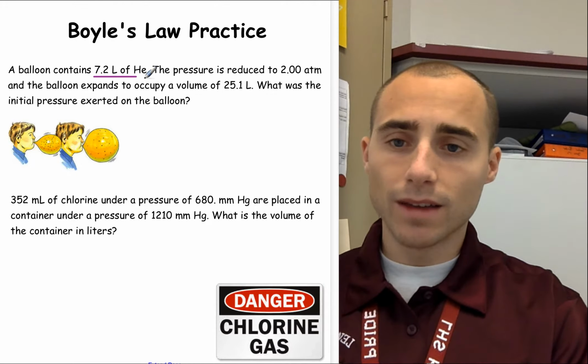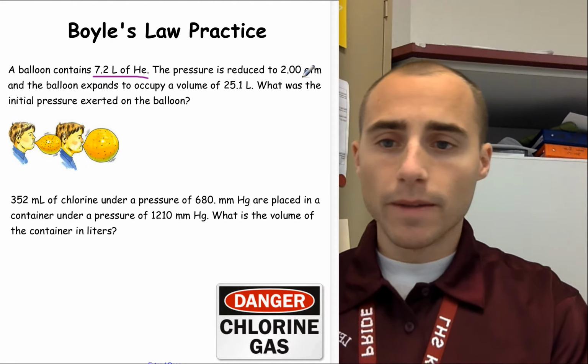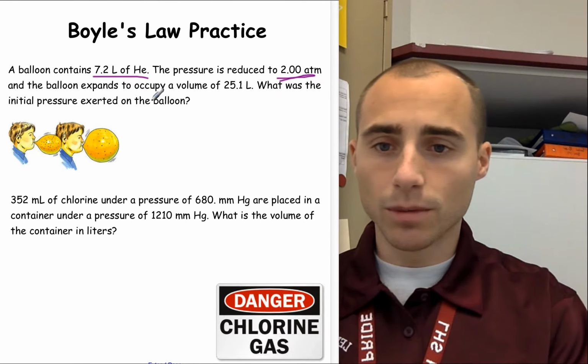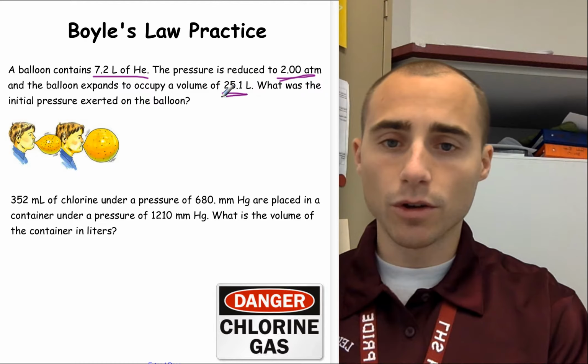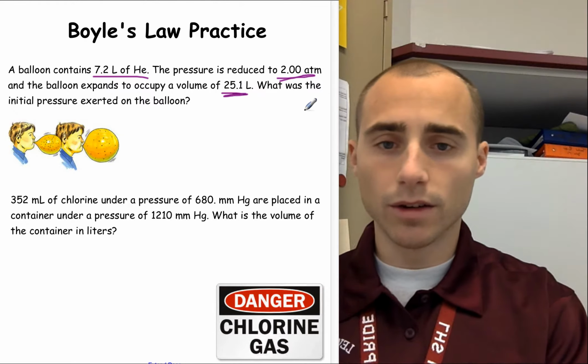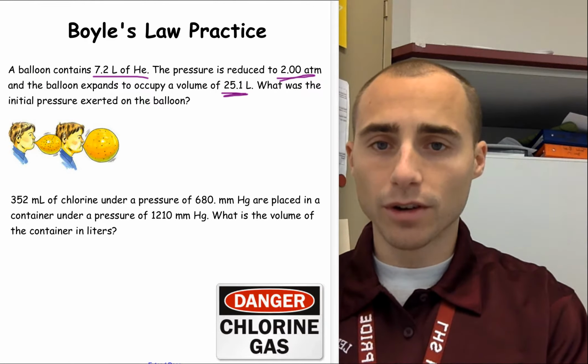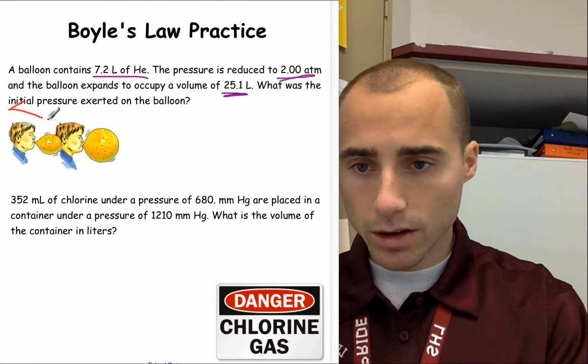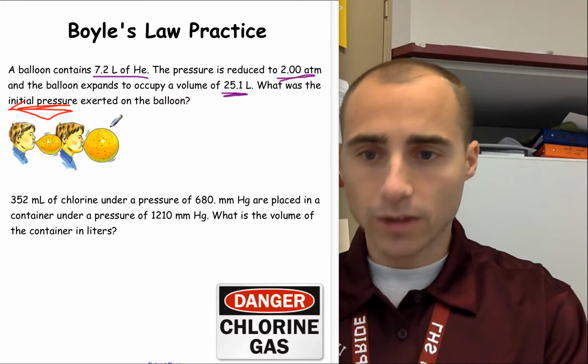A balloon contains 7.2 liters of helium. The pressure is reduced to 2 atmospheres, and the balloon expands to occupy a volume of 25.1 liters. What was the initial pressure? That's important. What was the initial pressure? Initial pressure right there exerted on the balloon.